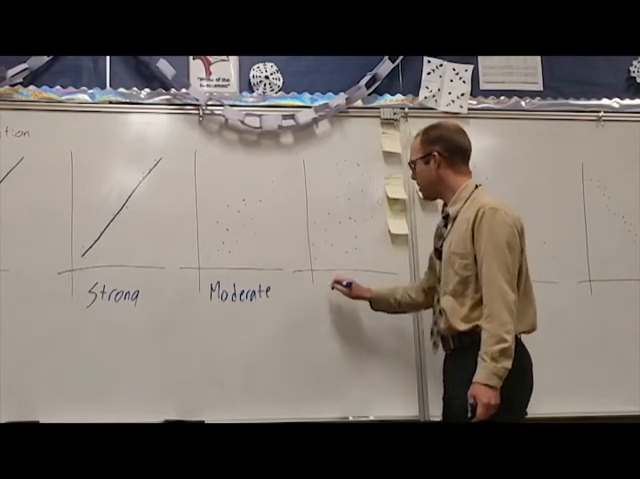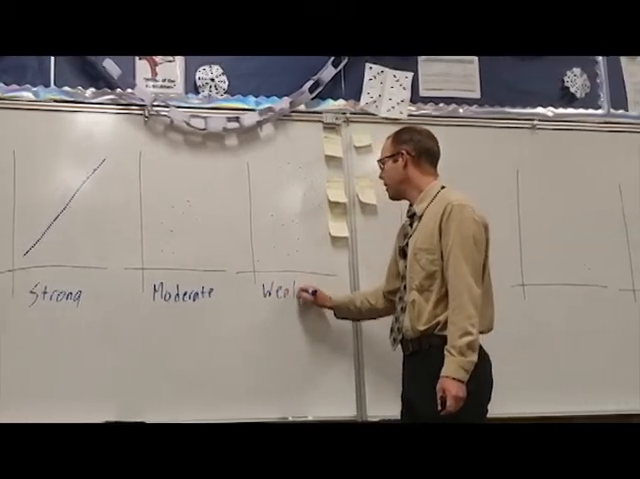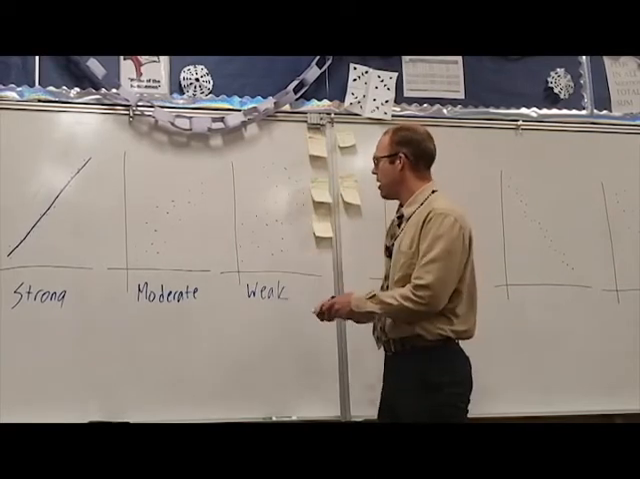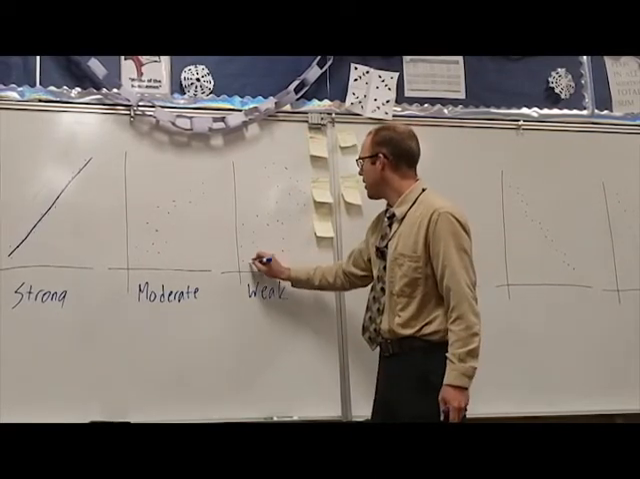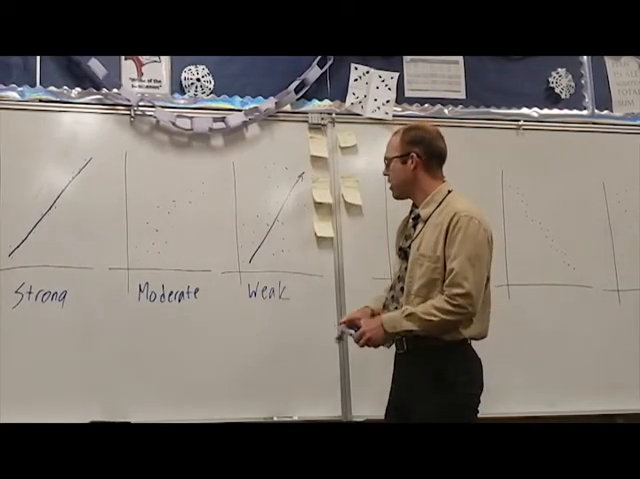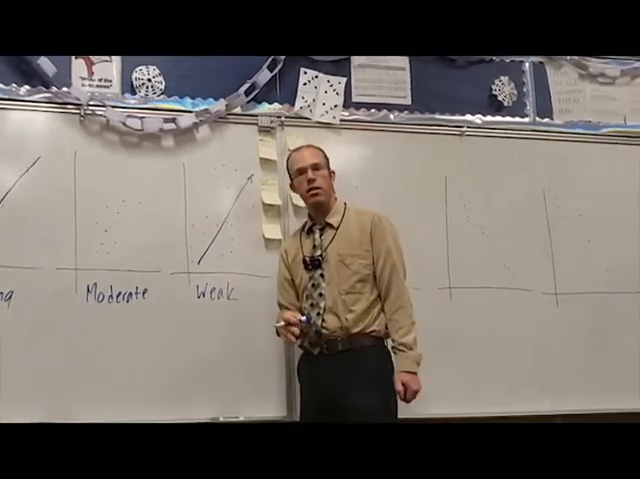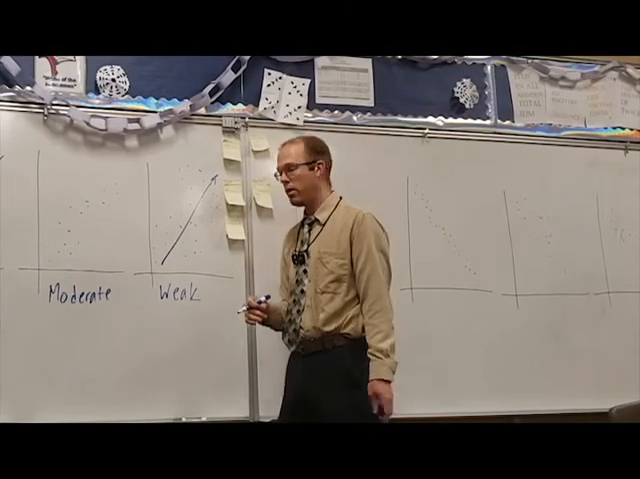And this is our example of weak. You can see as we get weaker, they get more spread out, and our line of best fit becomes less and less accurate. So this is a nice way to support your line of best fit, or to say that the line of best fit doesn't fit it particularly well.